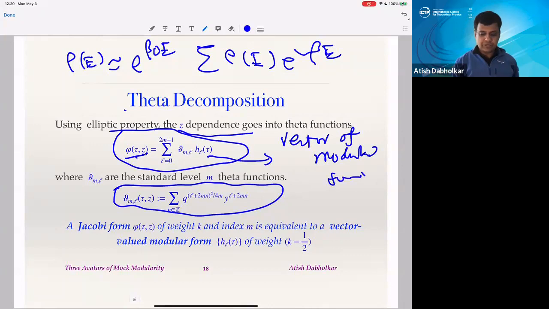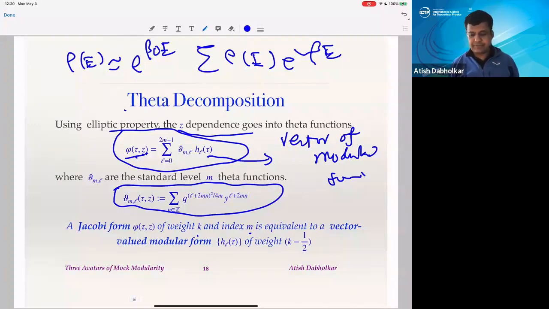So therefore, a Jacobi form of weight k and index m is exactly equivalent to a vector valued modular form of weight k minus 1/2, because the theta function has weight half. This is a very nice theorem: instead of thinking about Jacobi forms, you just think in terms of vectors of modular forms. So a lot of the properties of modular forms you can use, except that you have to deal with a vector of modular forms.